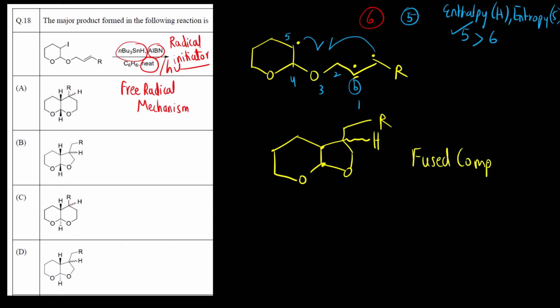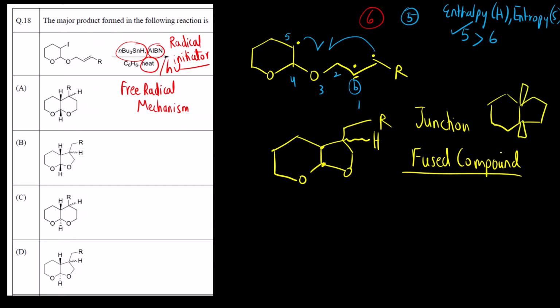So always remember, this is a very important stereochemistry trick: at the junction of two rings, for a 4-membered ring or greater, always remember that at the junction, the stereochemistry will always be cis. So both the hydrogens are above the plane like this.